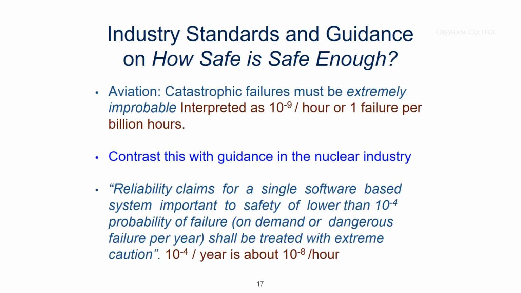The nuclear industry has this statement that reliability claims for a single software-based system important to safety of lower than 10 to the minus 4 probability of failure on demand or probability of failure per year shall be treated with extreme caution. They are basically saying don't put claims that you've managed to achieve a lower failure probability than that into any safety case that you submit to us, because you're probably not going to get it approved if you do. And that's good news, but not exactly the same as the aviation standards.